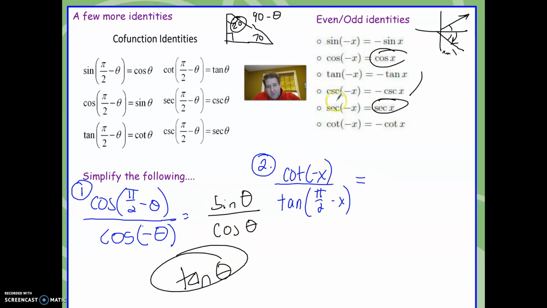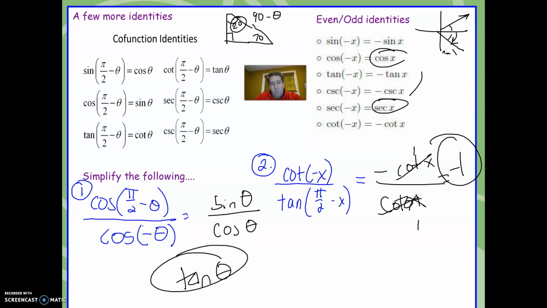Over here, cotangent of negative x will be negative cotangent of x, and that makes sense because tangent is always negative in the fourth quadrant, and if you've gone negative x degrees, then obviously you're negative. And then I'm going to change tangent of pi over 2 minus x. Tangent of one angle is going to equal cotangent of the other angle, so that'll be cotangent of x. Now you've got negative cotangent of x divided by cotangent of x, which is negative 1 over 1, so the answer is negative 1.